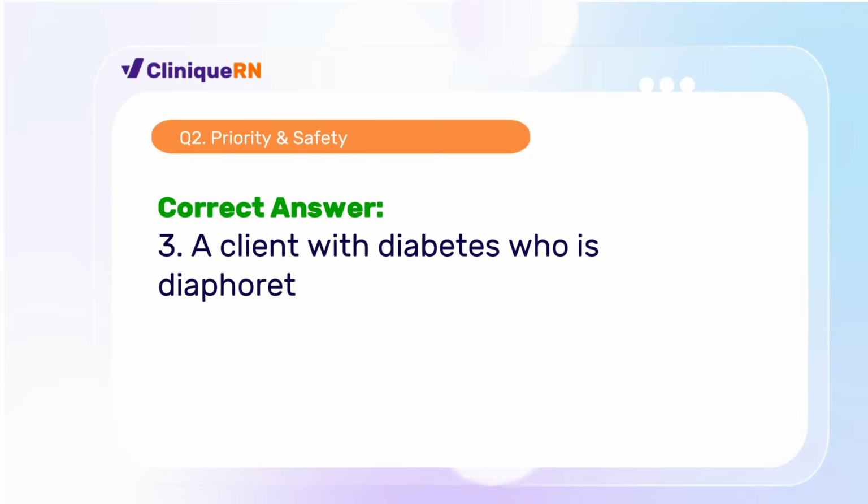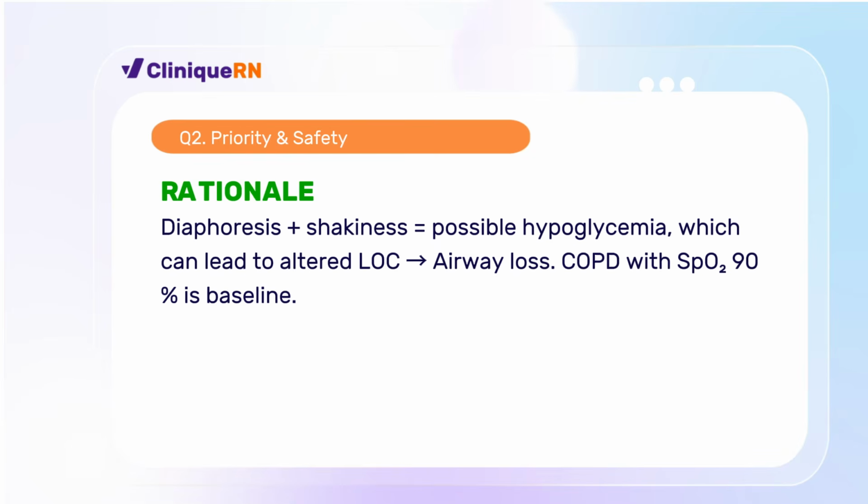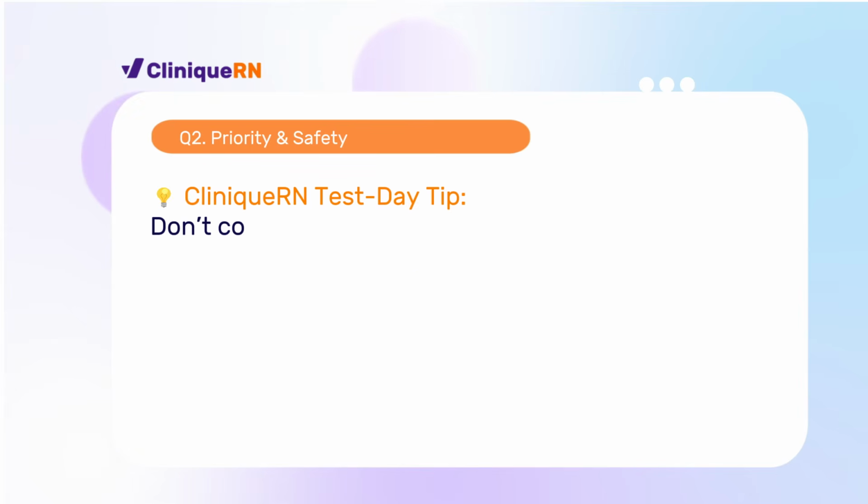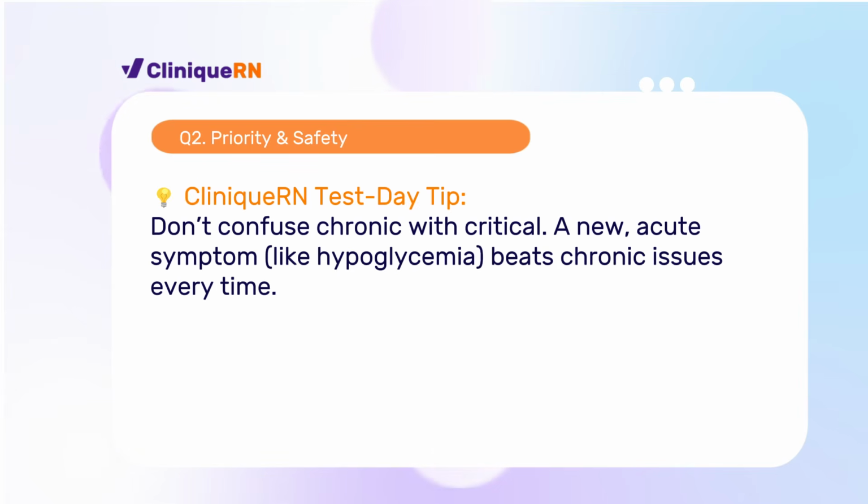The correct answer is 3. A client with diabetes who is diaphoretic and shaky. Rationale. Diaphoresis plus shakiness means possible hypoglycemia, which can lead to altered LOC, which is airway loss. COPD with SpO2 90% is baseline. CliniqueRN test day tip. Don't confuse chronic with critical. A new acute symptom, like hypoglycemia, beats chronic issues every time.